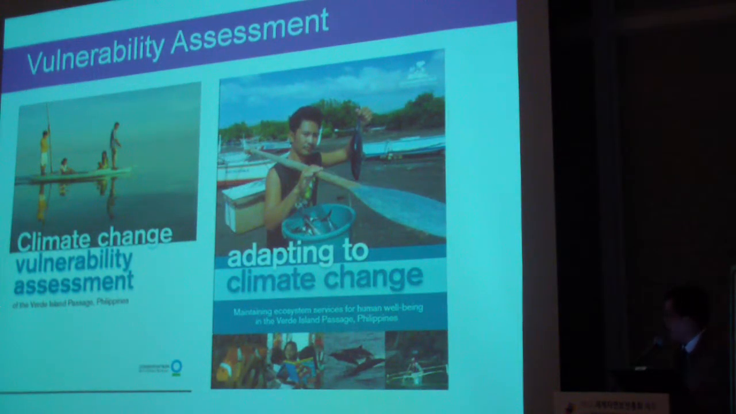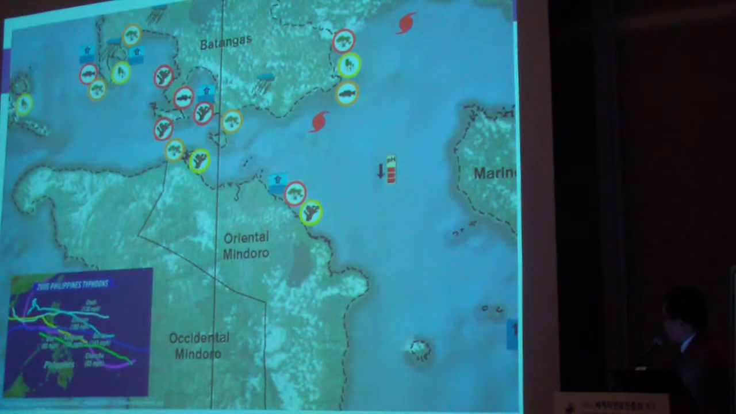So again, this is the vulnerability assessment that we conducted for the Verde Island Passage. It's a very, very macro-level vulnerability assessment that we did for the Verde Island Passage. And as a result, we were able to determine which of the areas are highly vulnerable and which are moderately vulnerable.